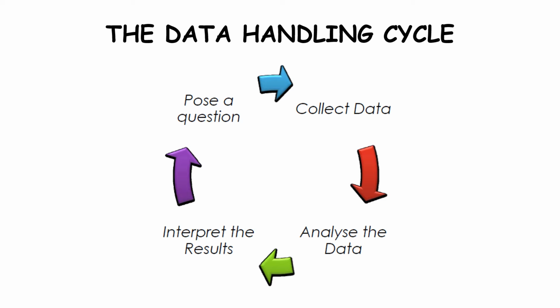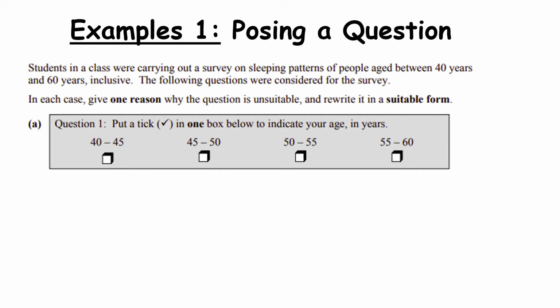So the data handling cycle, and it is a cycle, can begin anywhere, usually with posing a question. We then collect the data, analyze the data and interpret the results. Based on this, we often have to go back and refine our question and then begin the cycle again. Let's look at an example of posing a question.